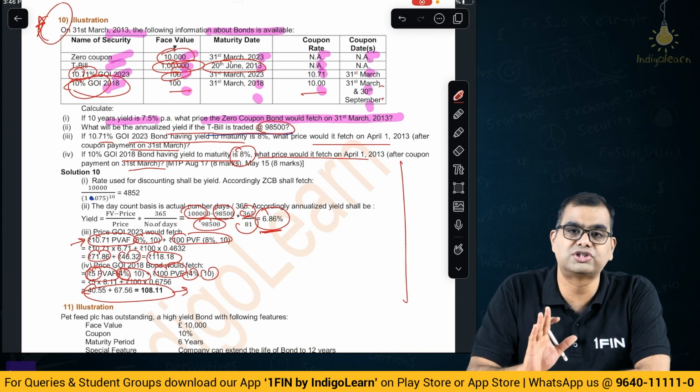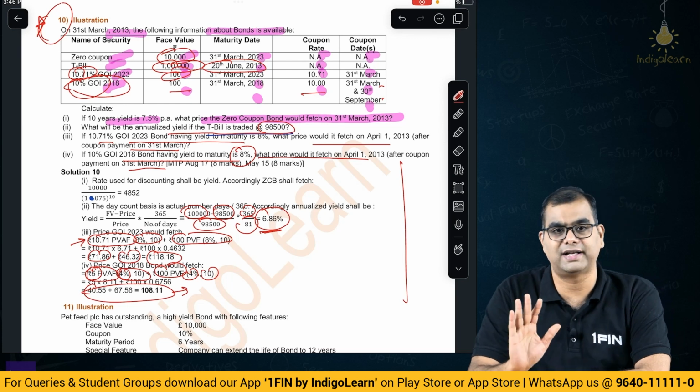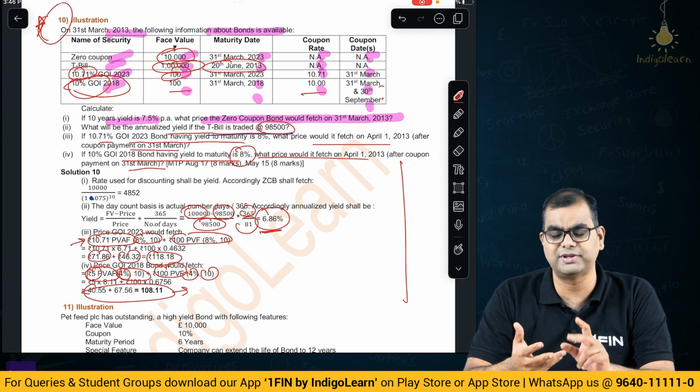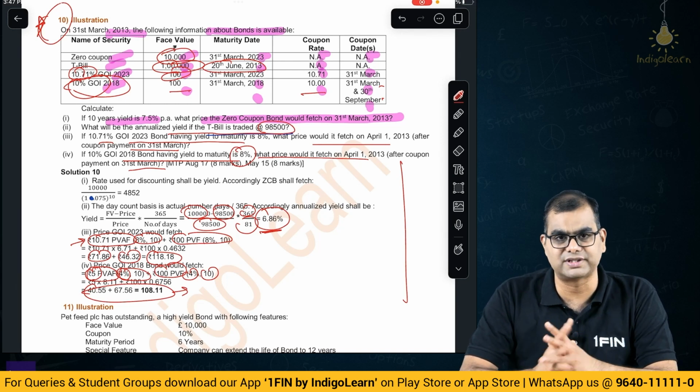And this concludes this particular revision of this chapter, the security valuation bonds part as well. We have already completed security valuation for equities. Now we have completed security valuation for fixed income instruments: bonds, debentures, T-bills, repo, reverse repo, a bunch of things, whatever we have discussed so far.